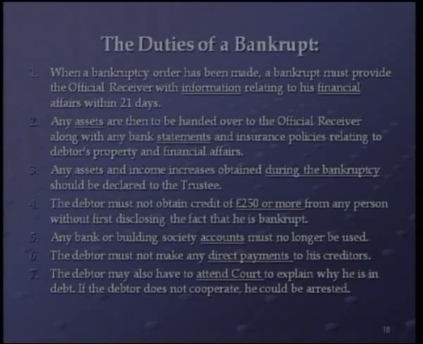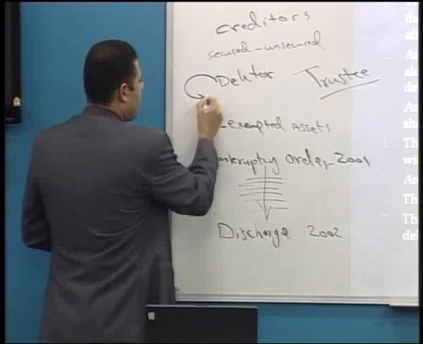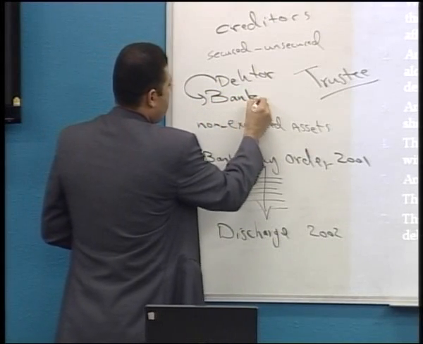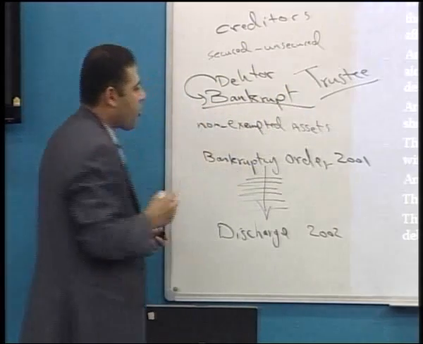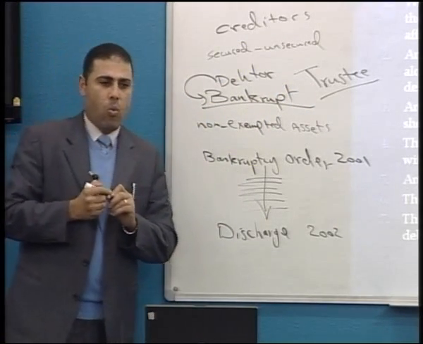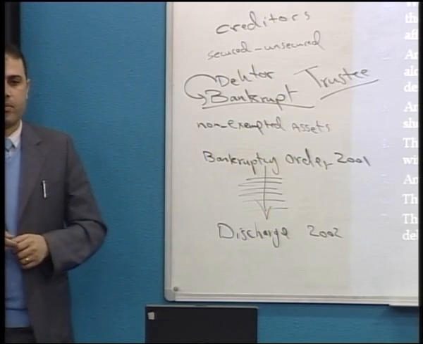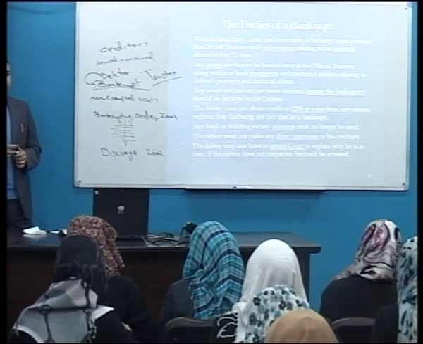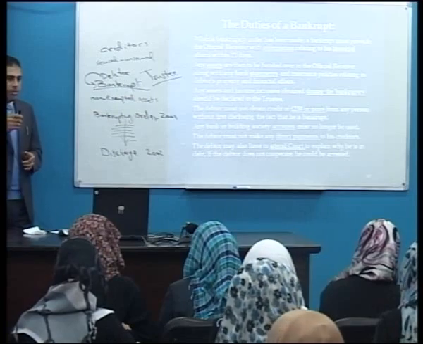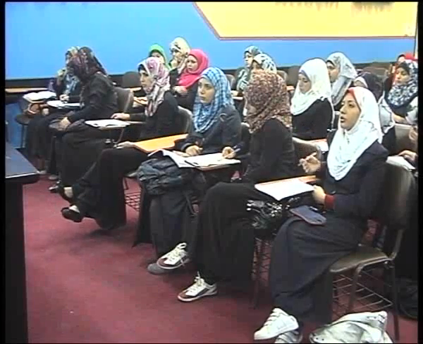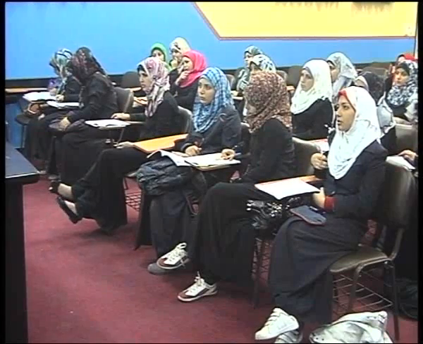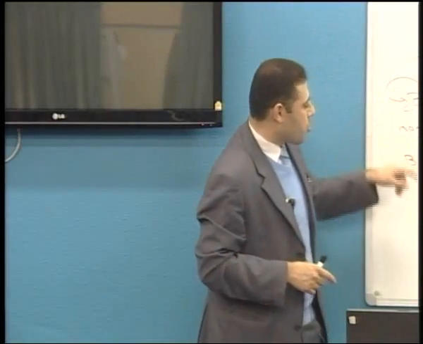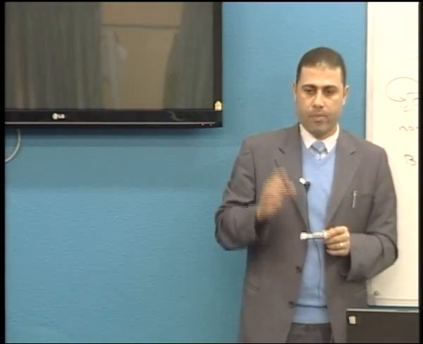We have once the debtor becomes a bankrupt. When can that be? When do you think the debtor becomes a bankrupt? When the court made the order for the bankruptcy. The debtor becomes a bankrupt once we have a bankruptcy order.